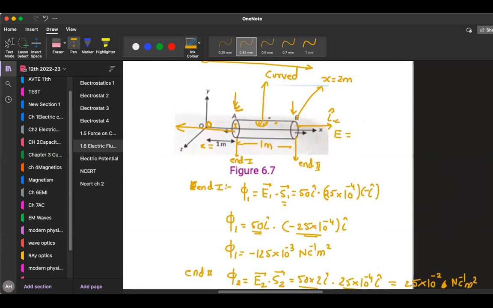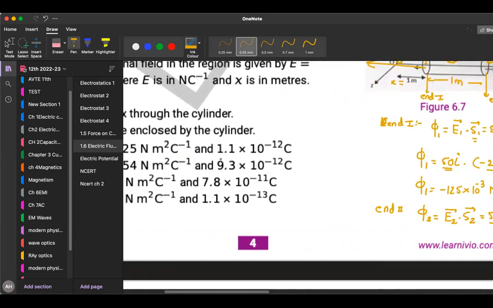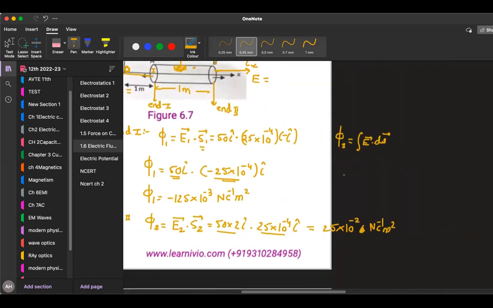For the curved surface, let's write this as phi 3. You can't calculate flux just by taking the dot product for a curved surface. For the curved surface, you need an integral. So it will be the integral of E dot ds. See, your electric field is along the x-axis. What is the direction of area vector, Arpit, for this particular element? X-axis, y-axis, z-axis? It's either y-axis or z-axis. The direction of area vector is perpendicular to the surface. This is j cap. So it's the integral of E dot ds. So electric field and this area vector, what is the angle between them, Noah? Angle between electric field and area vector?